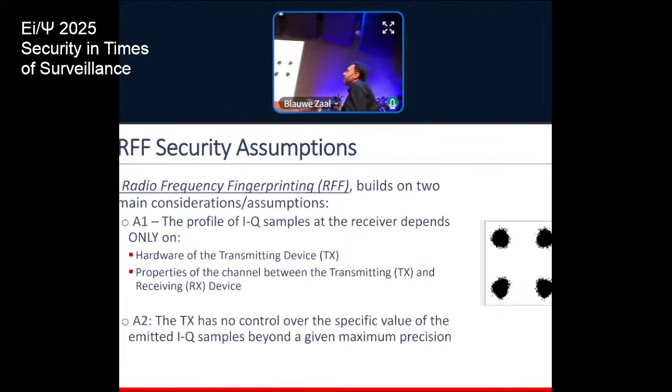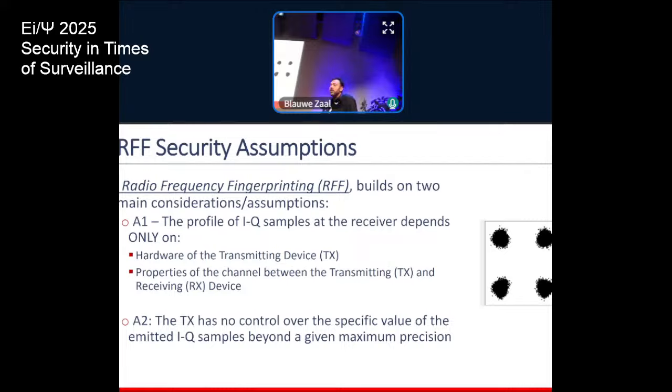The security assumptions that normally are associated with radio frequency fingerprinting are mainly two. The first one is that the profile of the IQ samples, the actual raw signal at the receiver, depends on the hardware of the transmitting device and the properties of the channel between the transmitter and the receiver. That's exactly what we discussed in the previous slide.